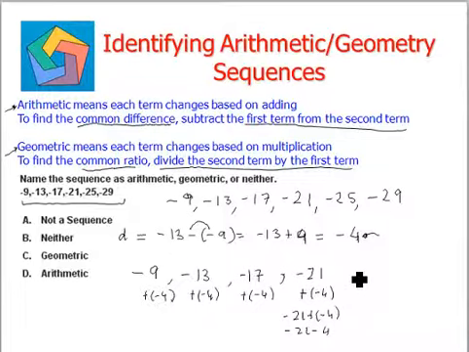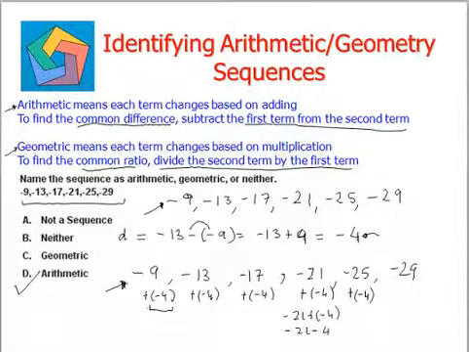That means this is correct. And again -25 plus -4 equals -29. So this series matches the one given in the question. So this means that this is an arithmetic sequence because the next term that we got is by adding the common difference, which can be seen in option D.